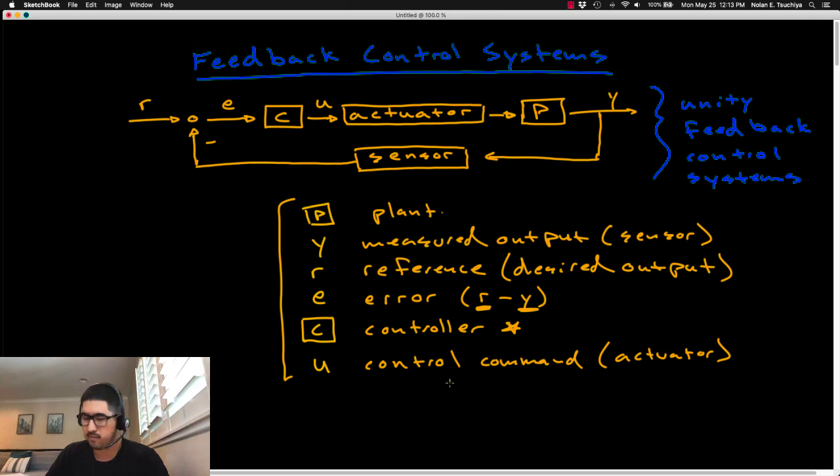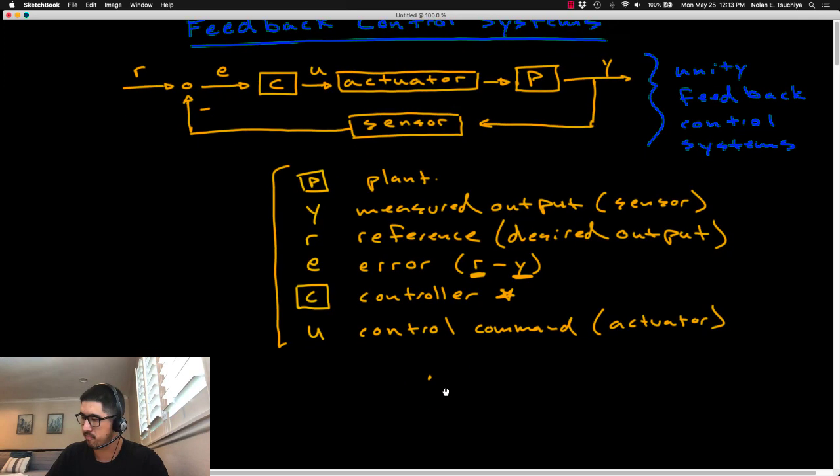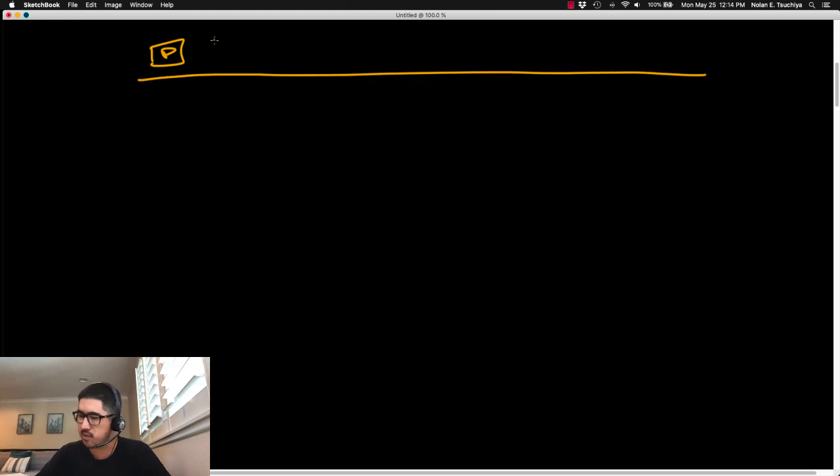The main idea here is that the same feedback control system can apply to many, many different types of systems. So I'll just sketch out a few here to give you a sense for how versatile that block diagram actually is. Let's start with one of the first examples that I mentioned earlier.